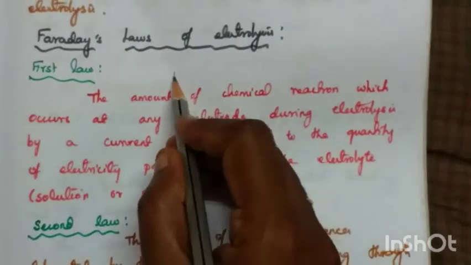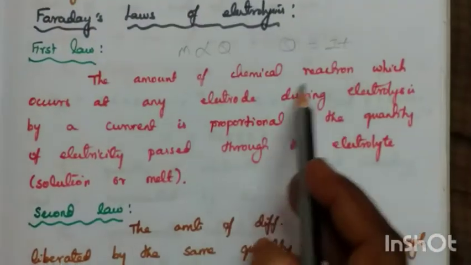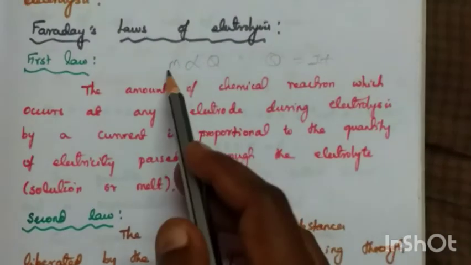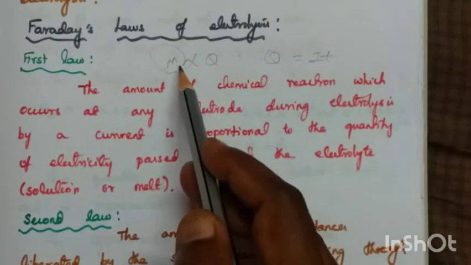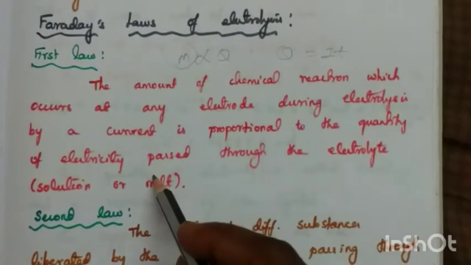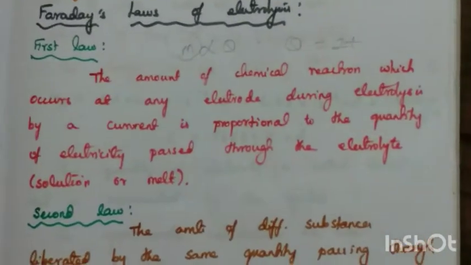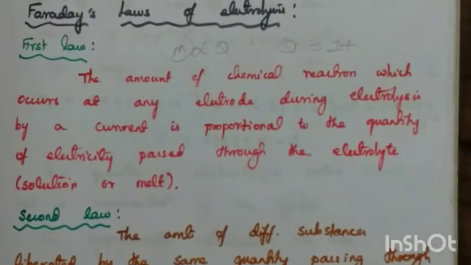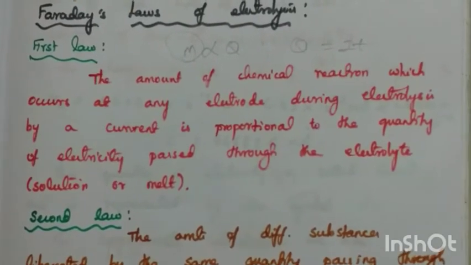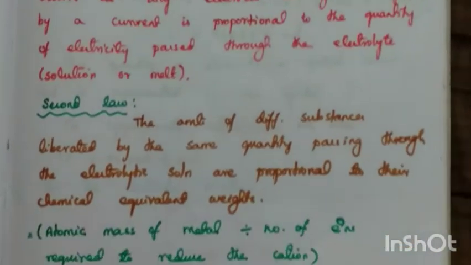What is Faraday's first law? m is proportional to Q, where Q is equal to I into t. The amount of chemical reaction occurring at the electrode during electrolysis is directly proportional to the quantity of electricity passed through the electrolytic solution. In other words, the amount of a substance deposited at the electrode is directly proportional to the quantity of electricity passed. If we pass more current, more amount gets deposited. That is the first law.